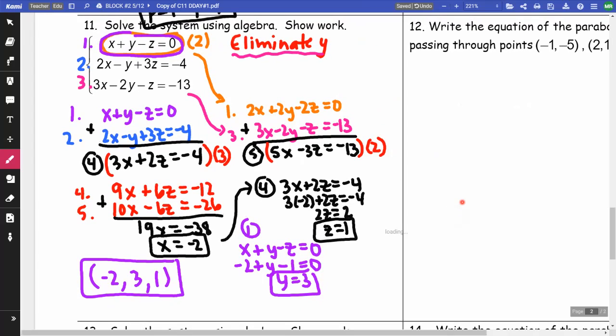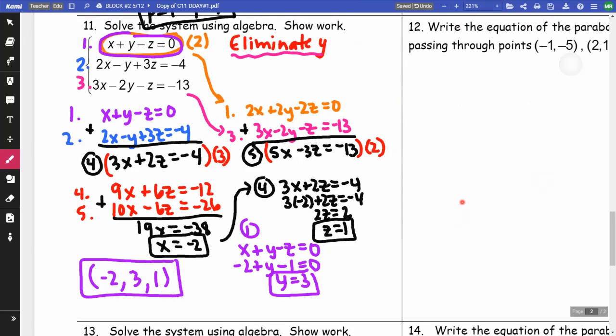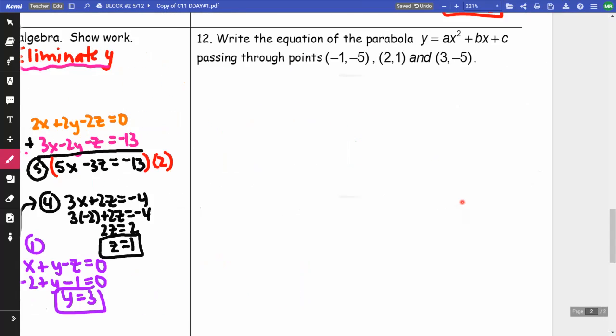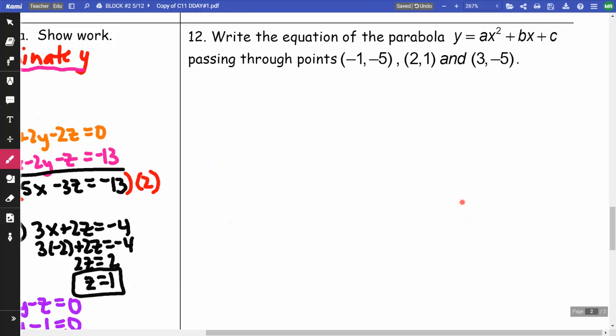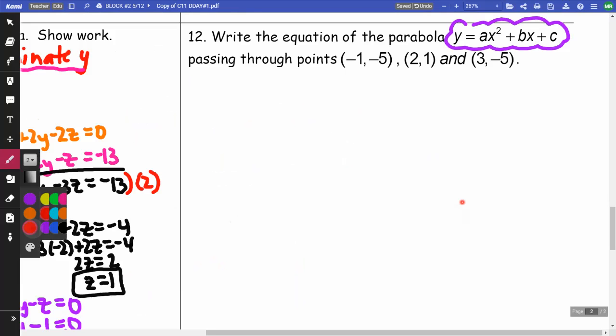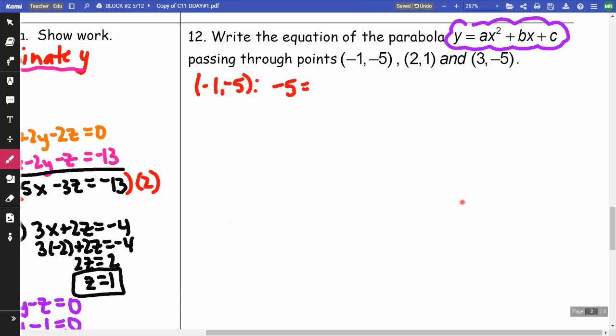And then on number 12, we're going to put it into this equation of a parabola. So let's say I do my -1, -5. And again, I'm putting that in for my x and my y. So I'm going to get -5 is equal to a times -1 squared, which is just a, plus b times -1, which is negative b, plus c.